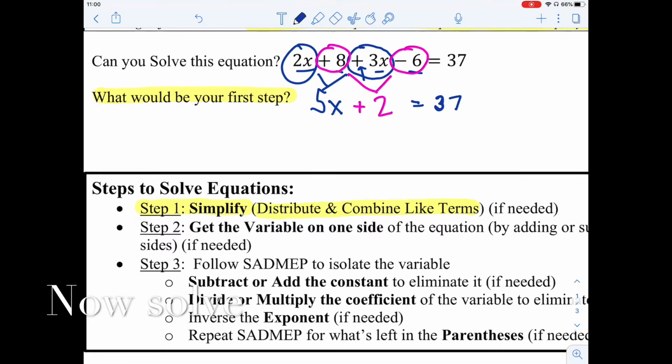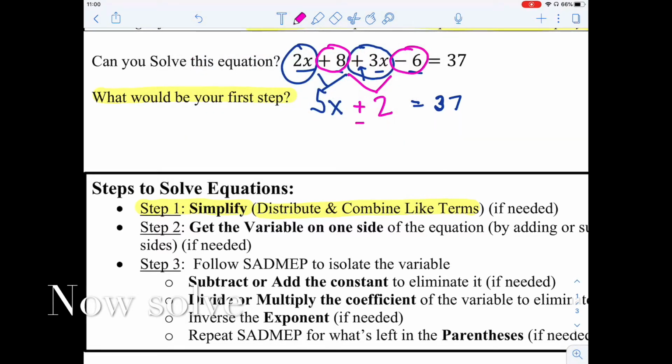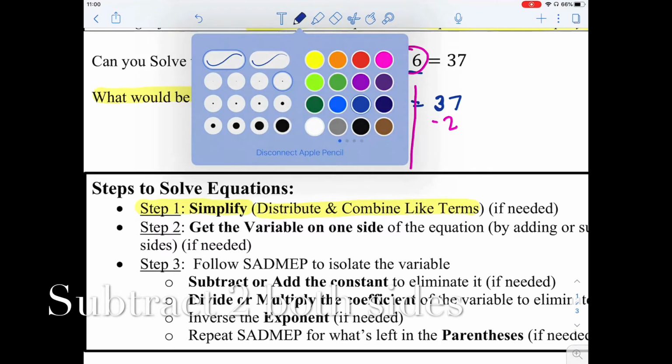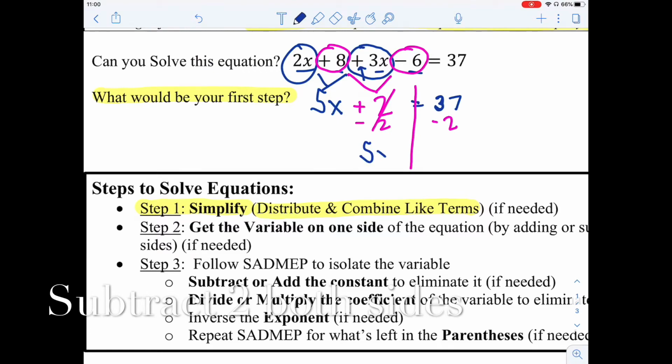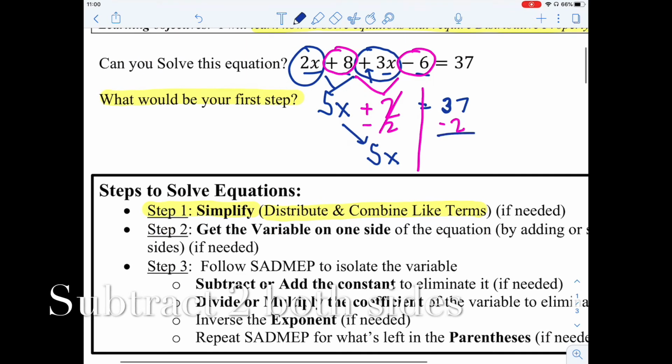So this one, we're going to get rid of the constant first. First thing you do, get rid of this constant. So minus 2, we do the opposite of plus 2. And then we do it to both sides of the equation. When we subtract 2, it's going to cancel that. Bring down what we have left, which is the 5x. 37 minus 2 is going to be 35. And then we have 5x equals 35.